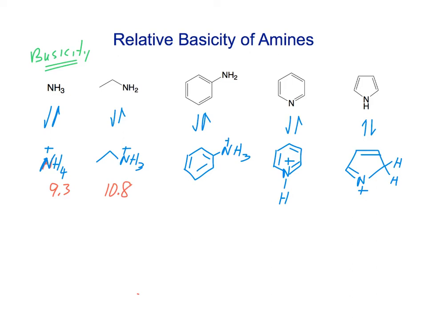Okay? So which one at the top, ammonia or ethylamine, which one is a stronger base? The ethylamine one. So this is the strongest base. And this is second. Why would the ethylamine be a stronger base than ammonia?